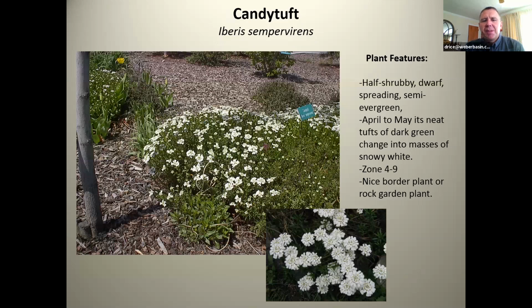Candy tuft, these may not be the best pictures of candy tuft. It is kind of a half shrubby little dwarf, semi-evergreen spreading plant, not a rapid spreader, but a slow spreader as it grows, the mound. It's great, blooms April to May, really nice white blooms on a very dark green foliage.